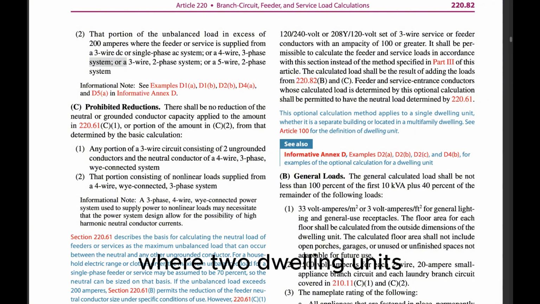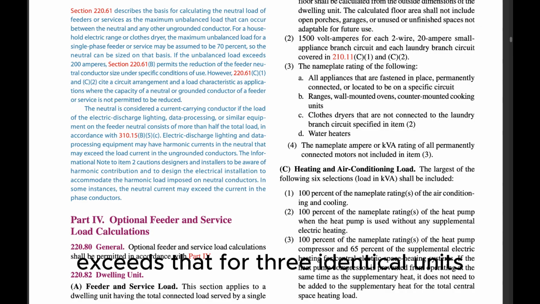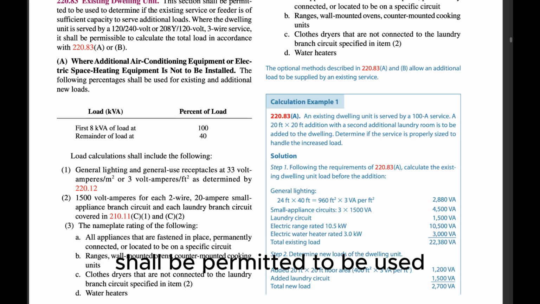Where two dwelling units are supplied by a single feeder and the calculated load under Part 3 of this article exceeds that for 3 identical units calculated under 220.84, the lesser of the two loads shall be permitted to be used.